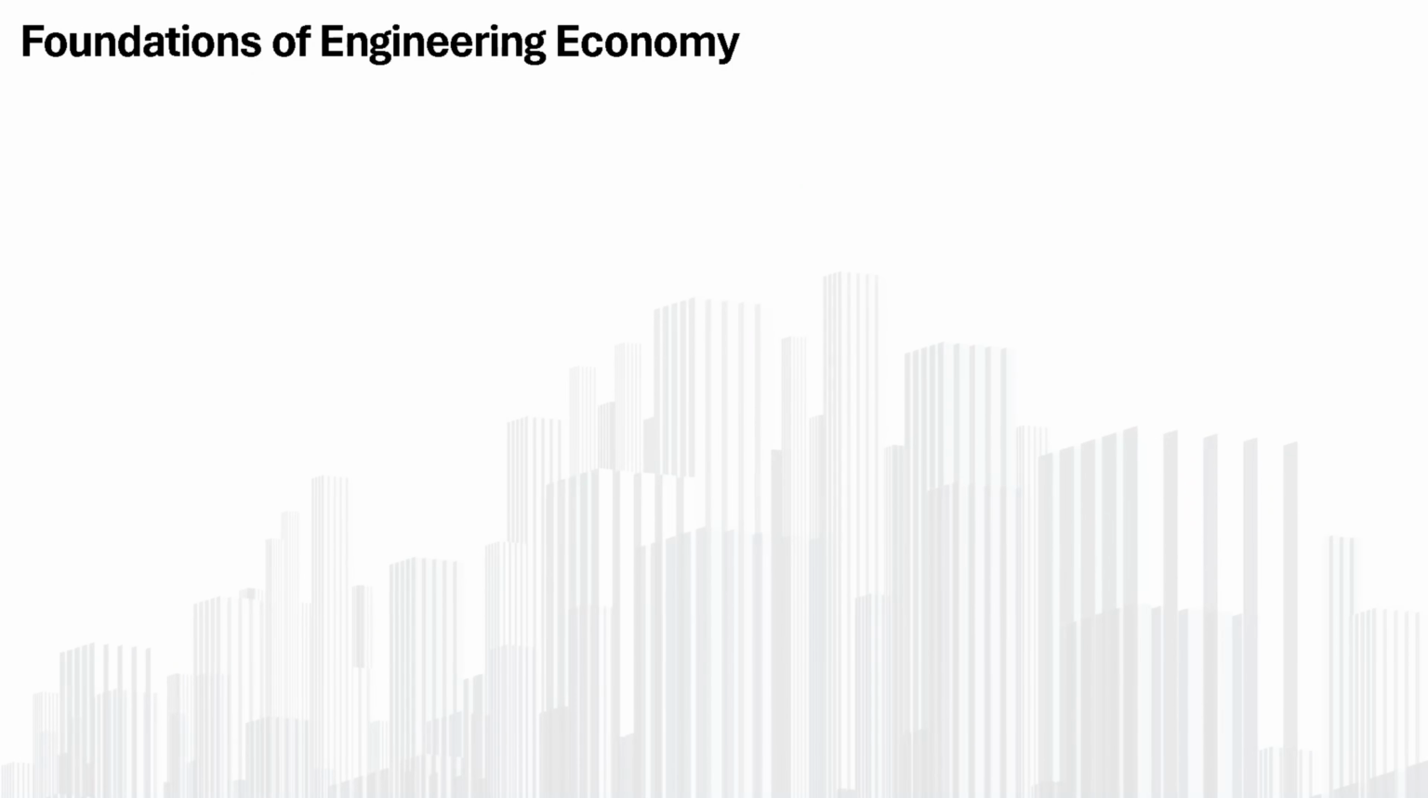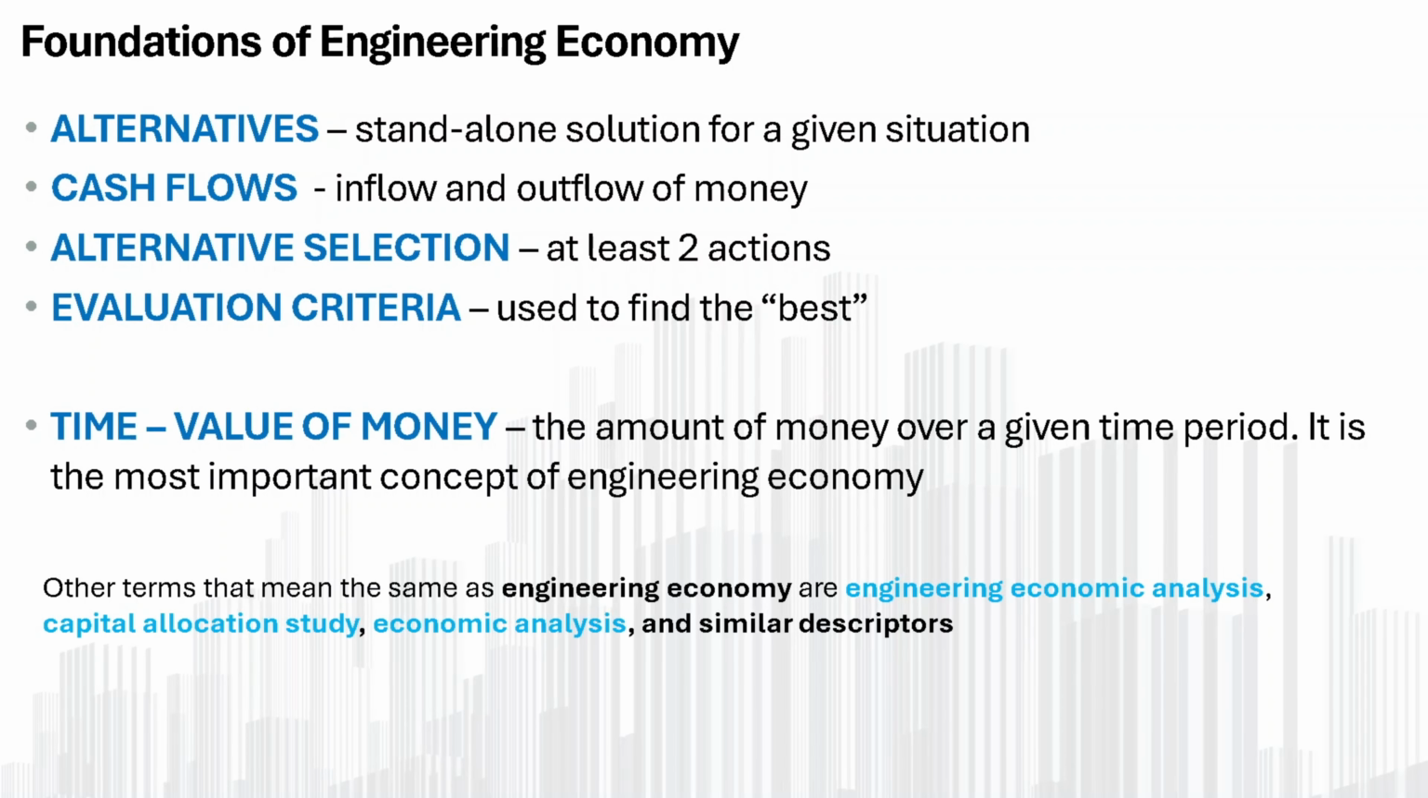So one of the foundations of engineering economy, you will be looking into words such as this. Alternatives are basically options or standalone solutions for a given situation. Cash flows, that is the inflow and outflow of money. And then, of course, an alternative selection that leads to actions. One usually is to not do anything, or do the alternative. The other one is evaluation criteria, or basically the metric. What is being measured here to find what is best. And then finally, the time value of money.